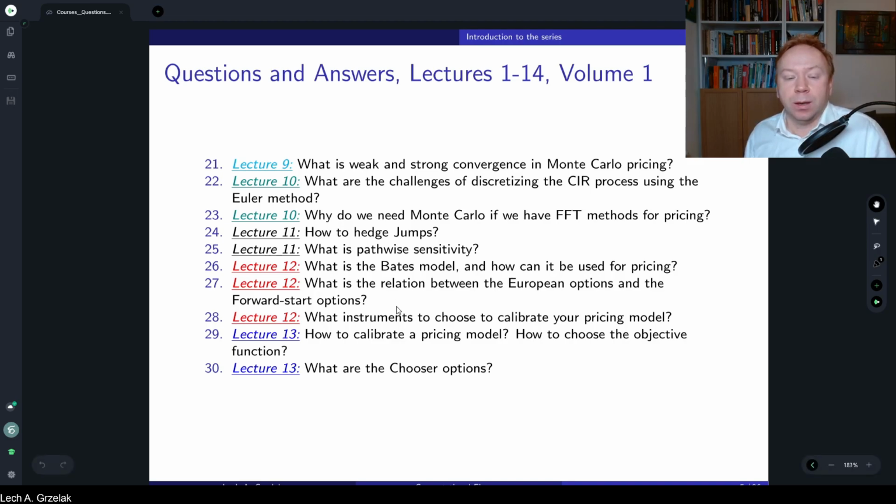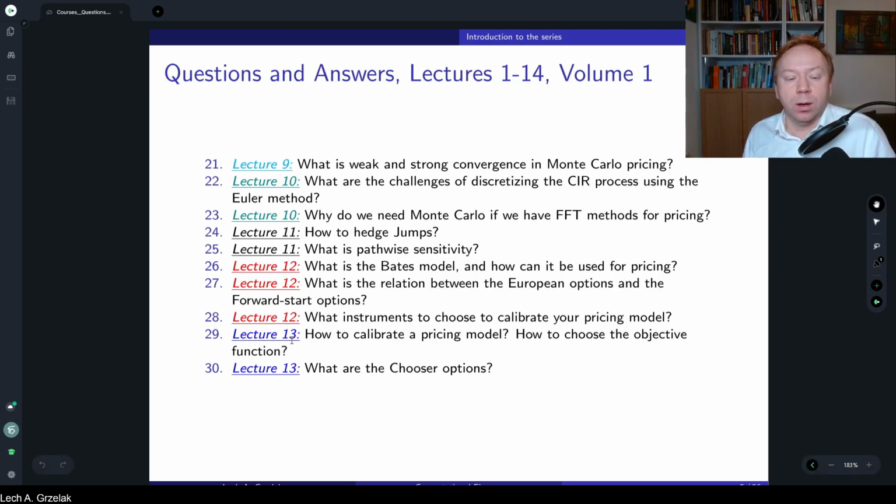Then question number 12 is about calibration, how to choose a model. How would you approach a problem of calibration, what instruments would you choose, and how does the choice of your instruments relate to the derivative that you want to price? This is also a question consisting of multiple steps that will determine whether you understand the whole process of pricing of financial derivatives.